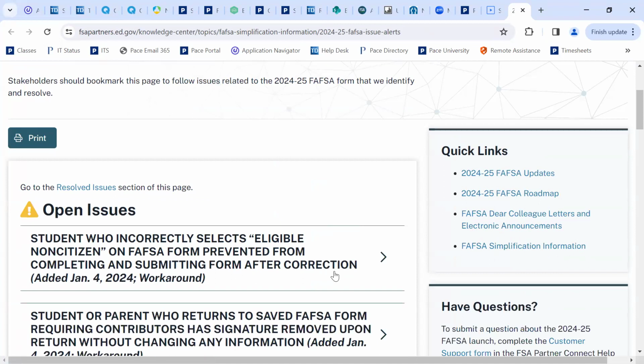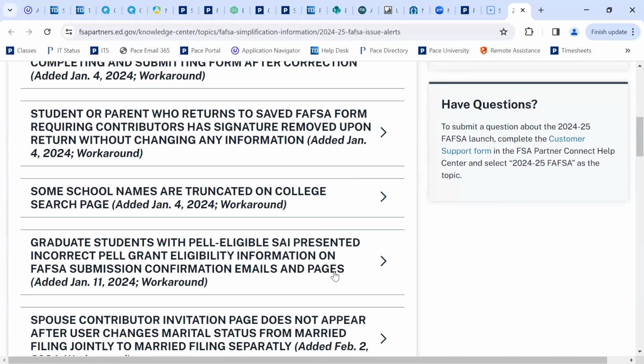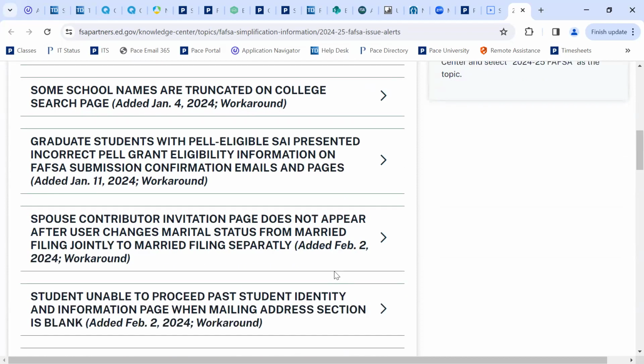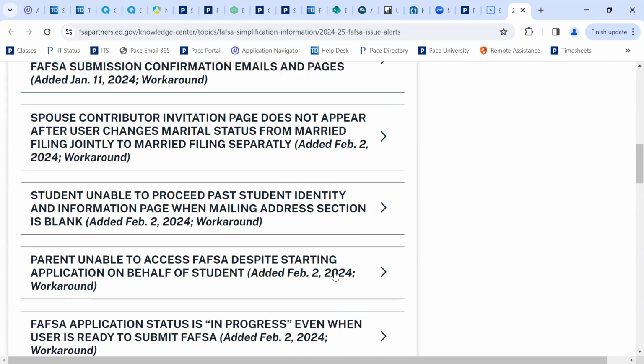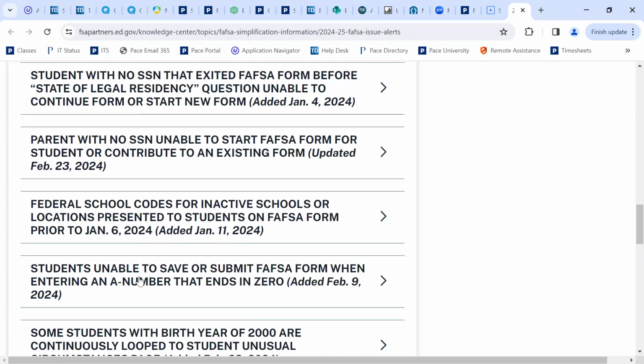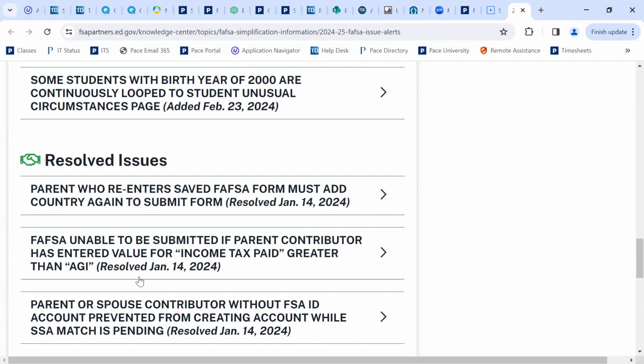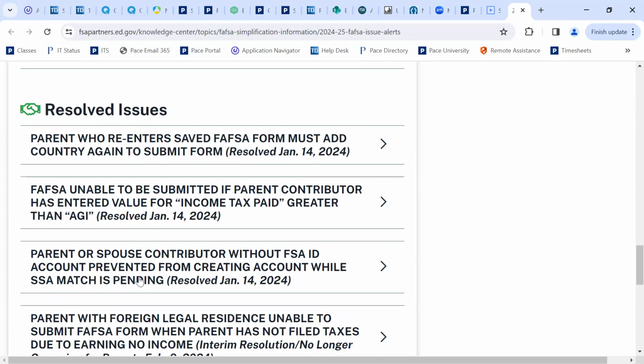I would like to speak specifically on the issue many students whose parents do not have Social Security numbers are having. We understand you are currently not able to complete the FAFSA at this time, but the Department of Education is dedicated to fixing this issue and plans to have it resolved by the middle of March. On this page, you will also see issues that have been resolved. This website is updated regularly, so you should visit it often if you're experiencing some trouble.